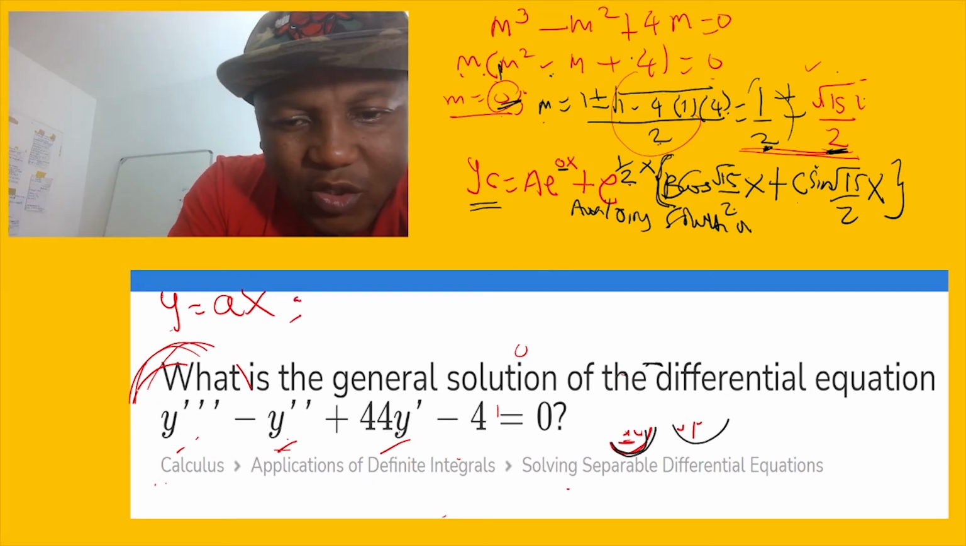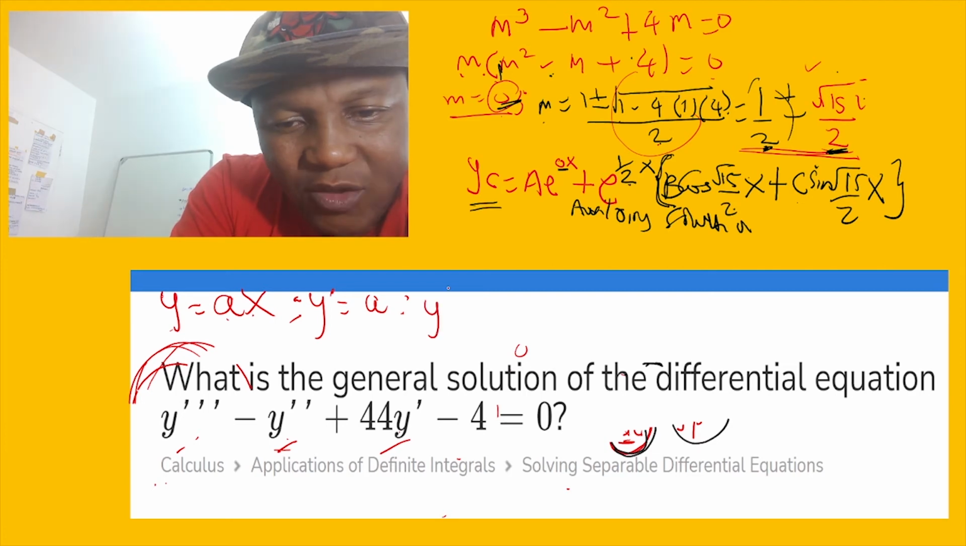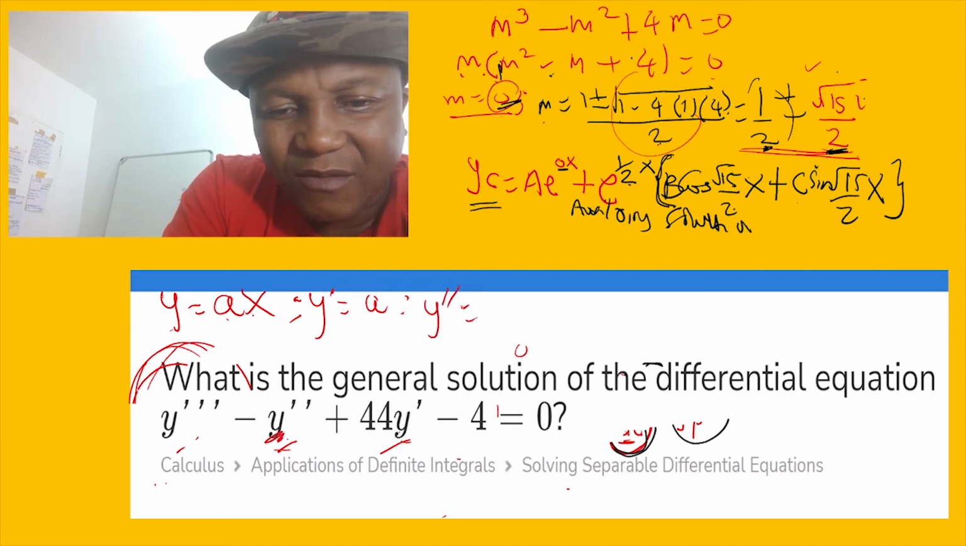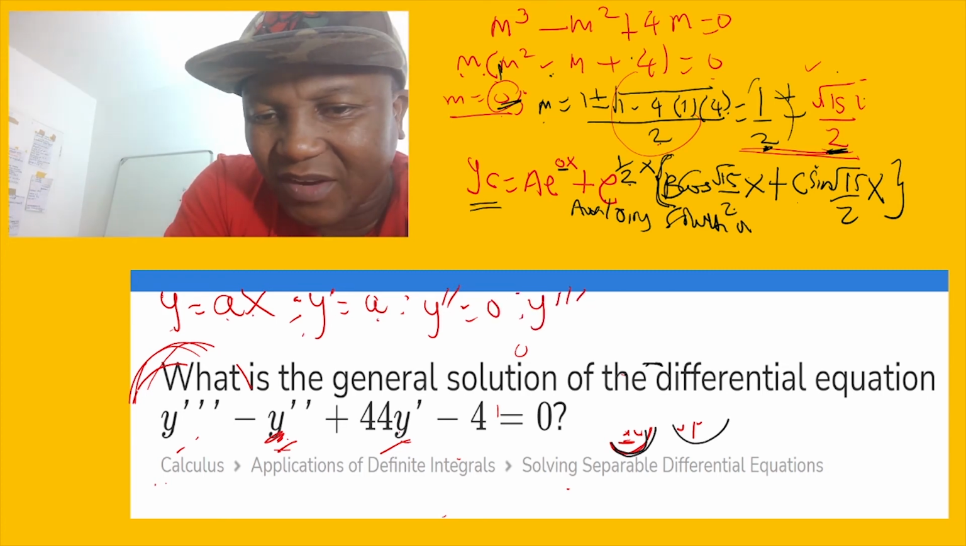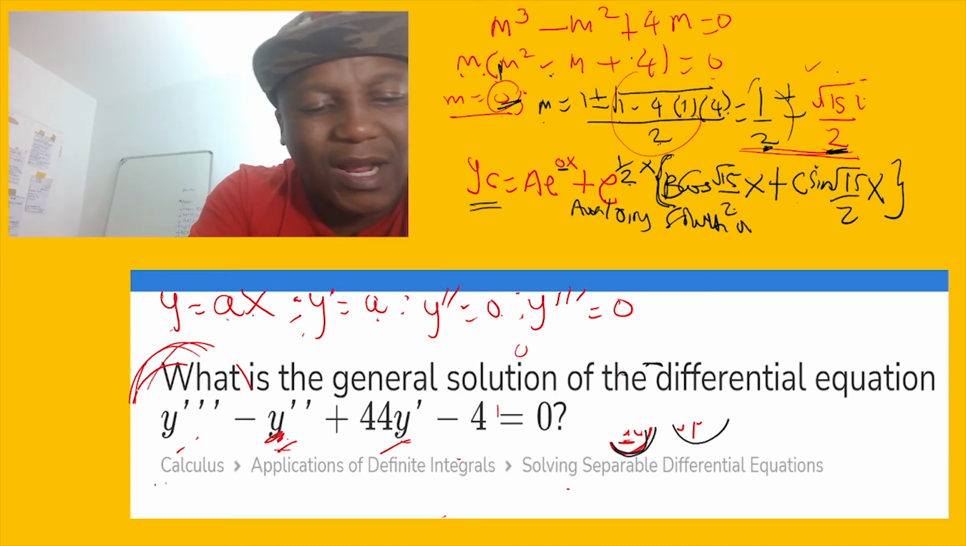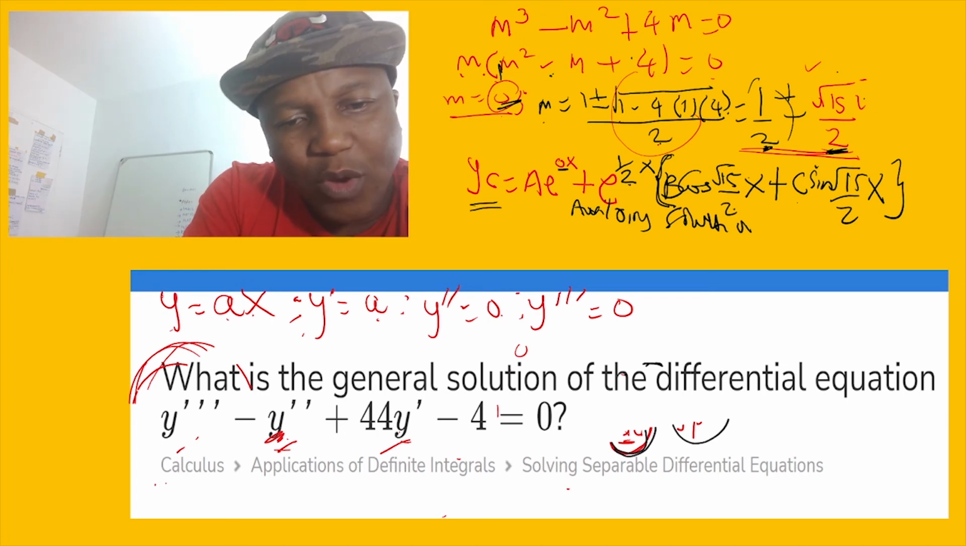Okay, now let's go. The first derivative is going to be A, because we differentiate x, we get 1. Now let's go for the second derivative. The second derivative is going to be equal to 0, because we differentiate A, you get 0. And the third derivative is going to be 0 as well, because we differentiate the second derivative, you get 0. So we're going to come and plug in here.